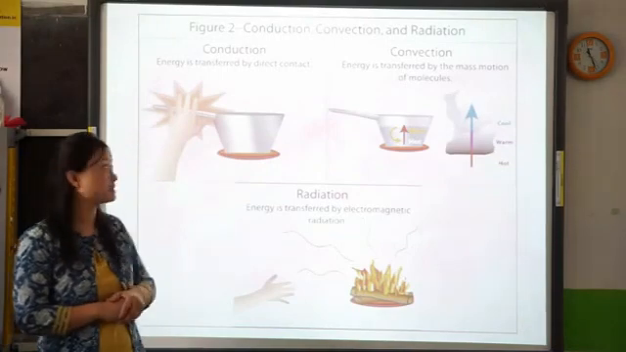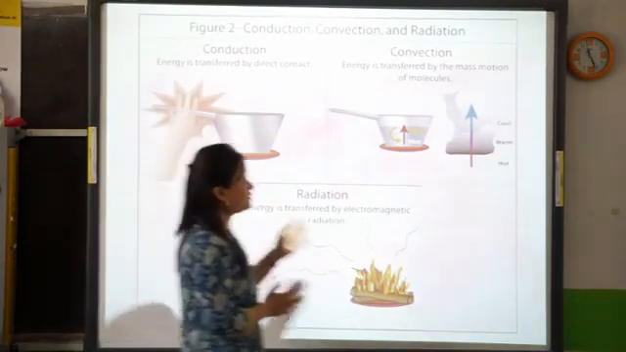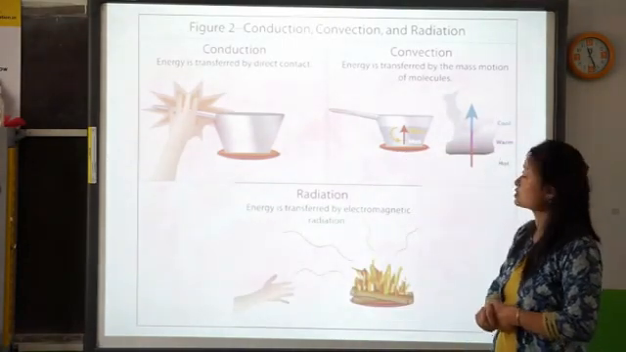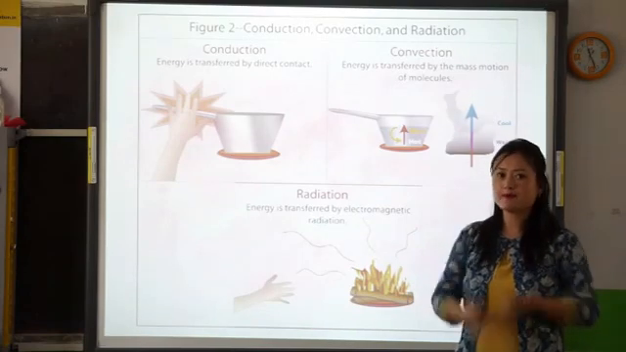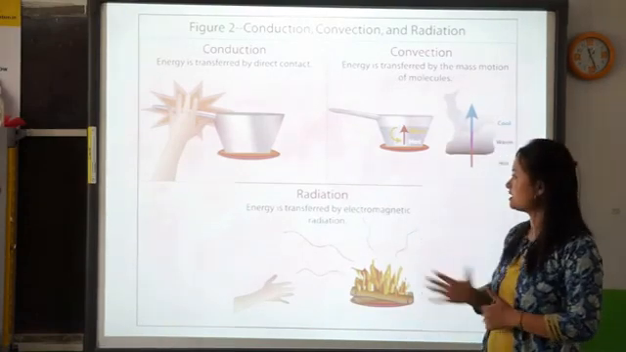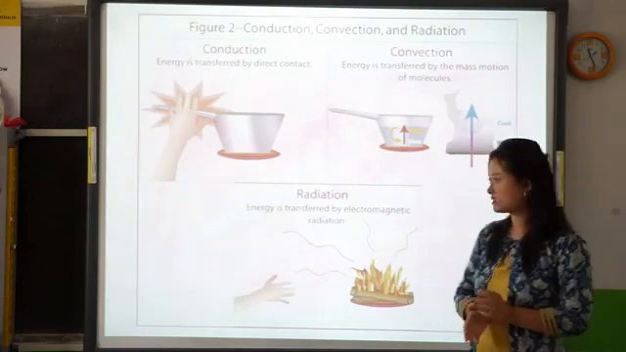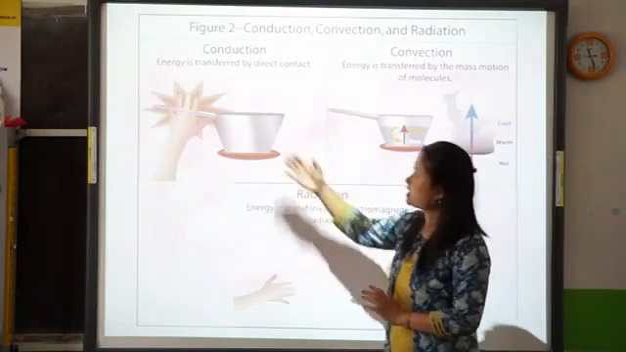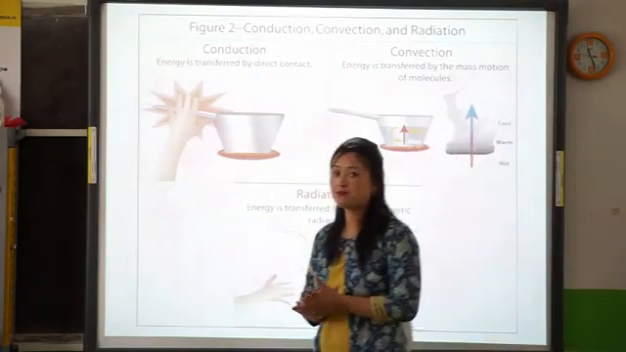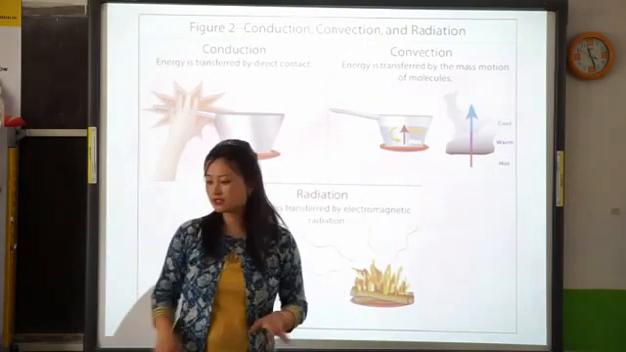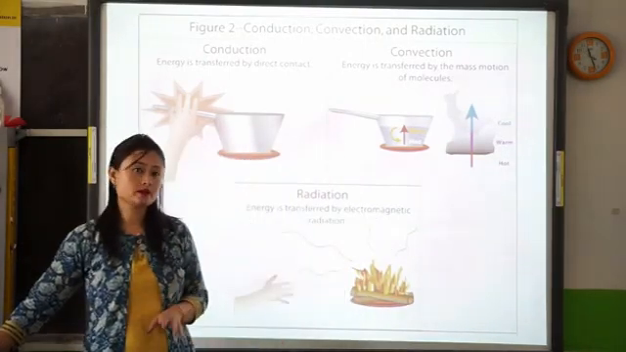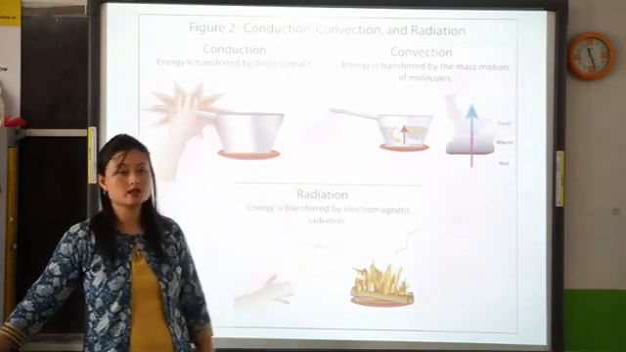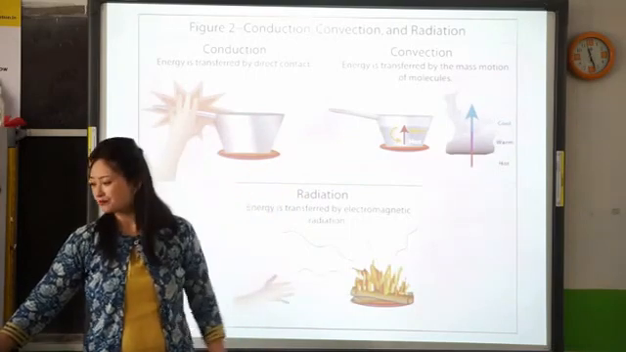Conduction, in which energy is transferred by direct contact. Convection, in which energy is transferred by the mass motion of molecules. That means molecules move up and down. And radiation is transferred by electromagnetic radiation, in which the particles do not have to be in contact, whereas in conduction and convection, the particles have to be in contact. So these are the three modes of transfer of heat: conduction, convection, and radiation.